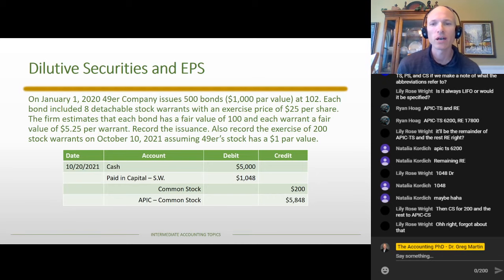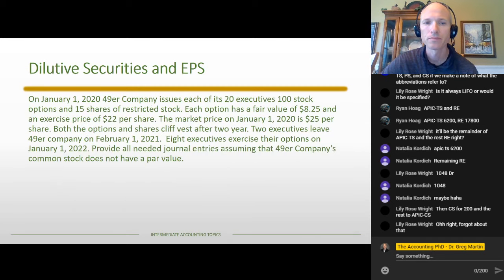So we have the $5,000 cash and the paid in capital stock warrant, $1,048. Both of them are debits. And then we credit common stock for 200, and the amount above 200 we assign to APIC common stock, $5,848. But again, pretty good. There are a lot of little details, but for the purpose of the test, they're not going to be really complicated. I'm going to keep them simple. And you do have your notes to refer to, which is helpful.